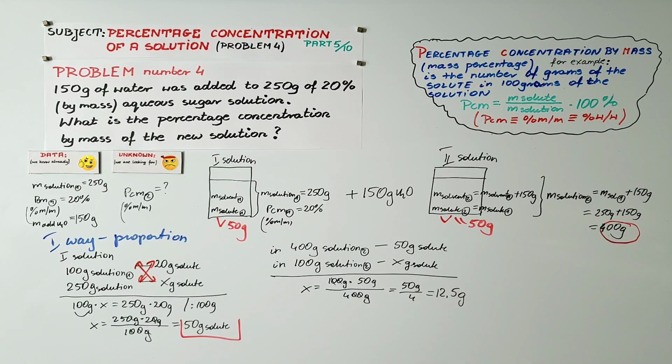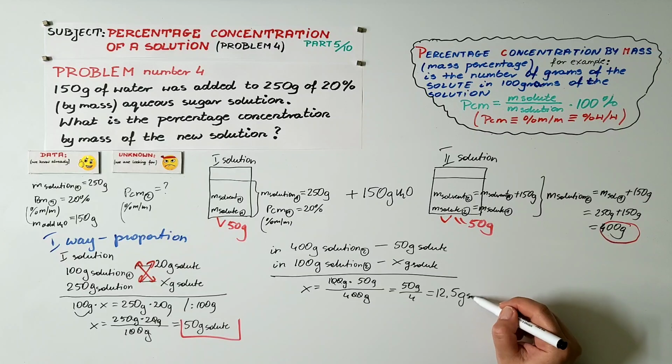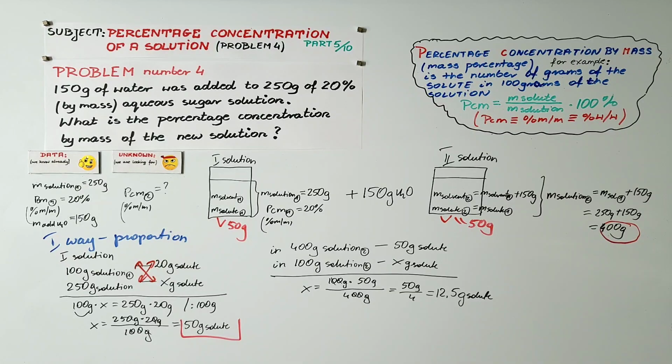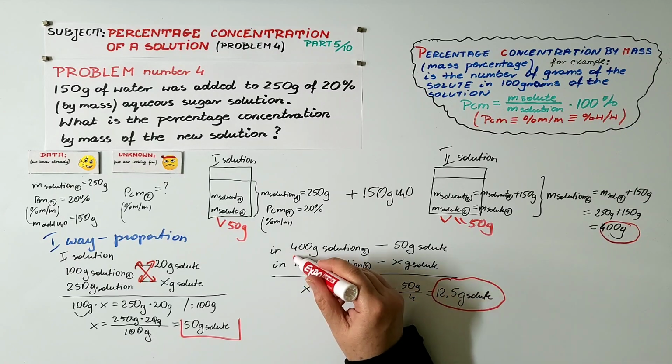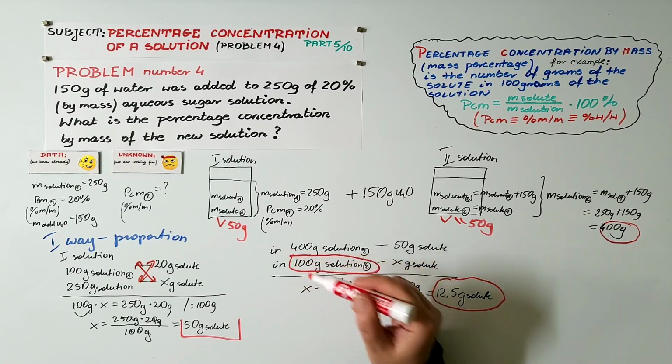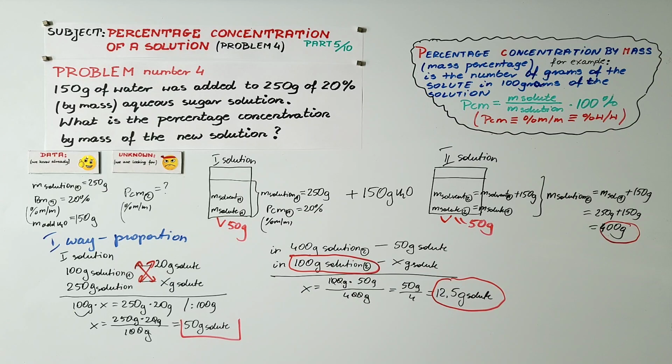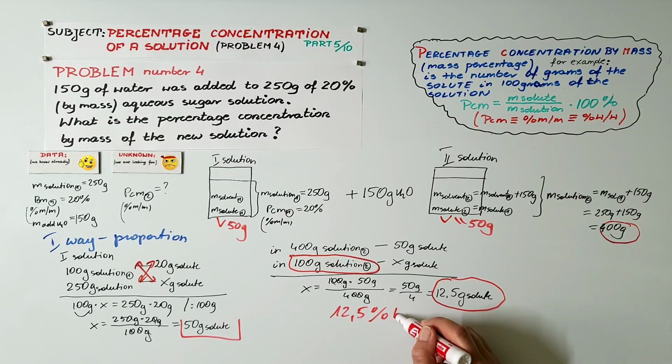So now we see 12.5 grams of solute is in 100 grams of solution. So this is the answer for this problem. The percentage concentration by mass of the resulting solution is 12.5%. So it's 12.5% by mass.